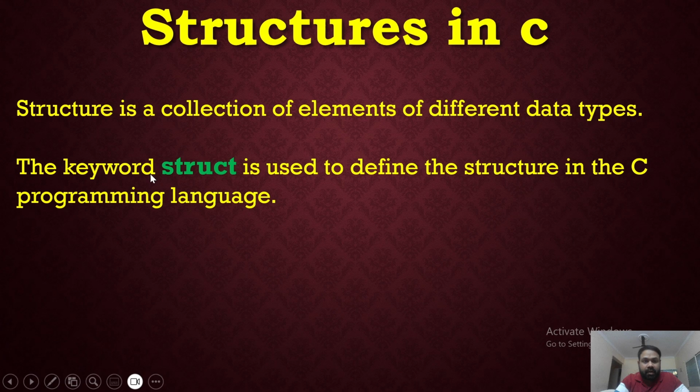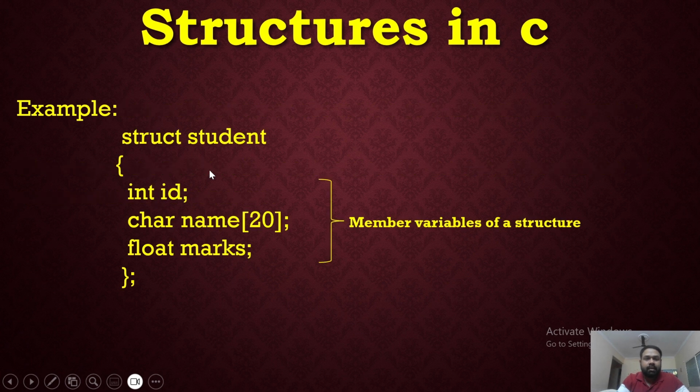Very first, let me tell you, the keyword used for creating a structure is struct. Let me go ahead. This is the example showing how to create a structure. Struct keyword followed by the structure name. If it is the structure of a student, I am going to write the structure name as student. If it is employee, I will write the structure name as employee, right? So what are the details I can store?